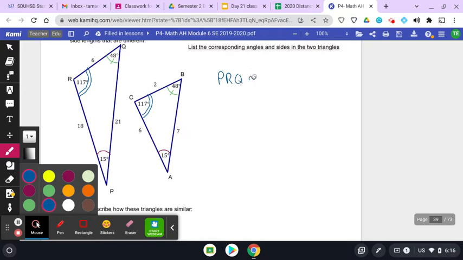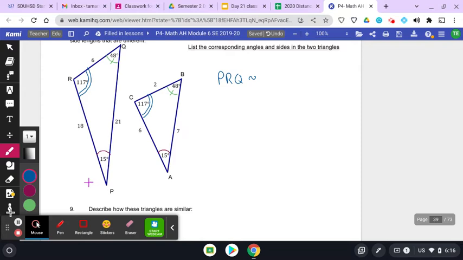PRQ, a squiggle is a similar symbol. I have to go in the same corresponding order. So I went 15, 117, 48. I got to do the same way over here. So 15, 117, 48 would be A, C, B. So it doesn't matter how you write the first one, but the next one has to be corresponding. Okay?